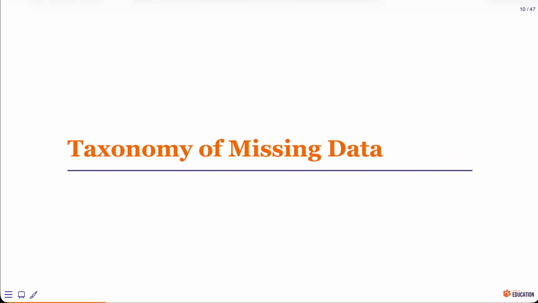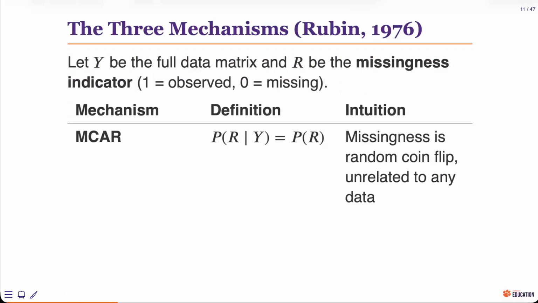So there's a taxonomy of missing data that was largely attributed to Rubin in 1976 that we still use. It's not the most interesting or the most useful, but it does provide a mathematical basis for how we do things. There are three mechanisms. The first we're going to talk about is something called missing completely at random.